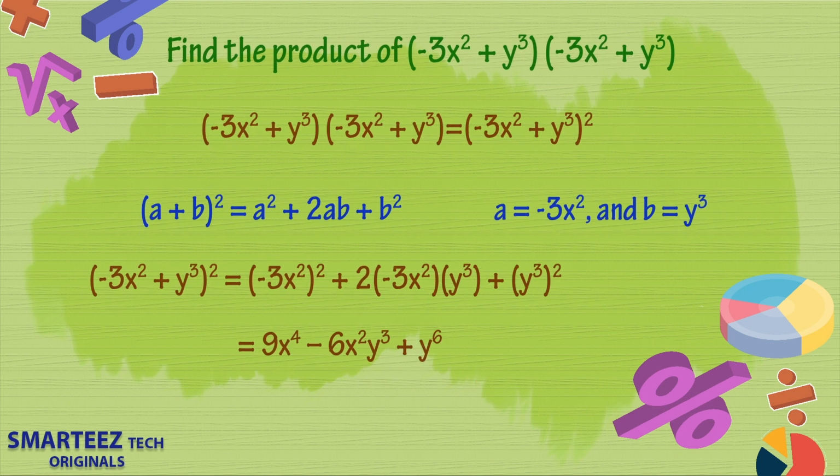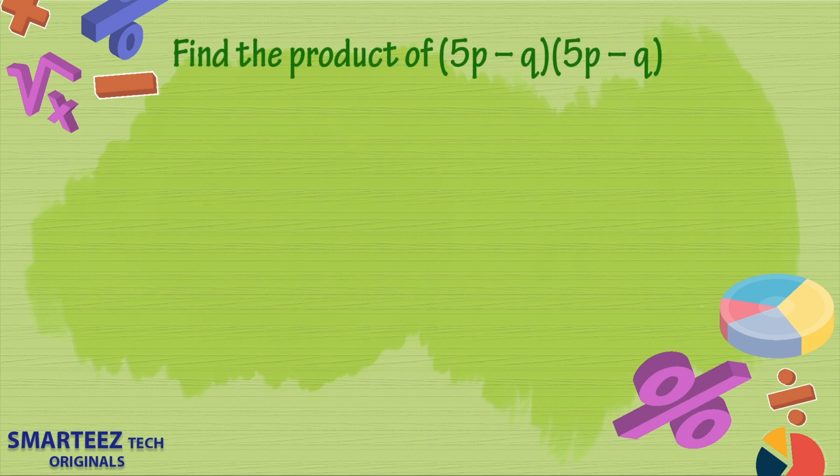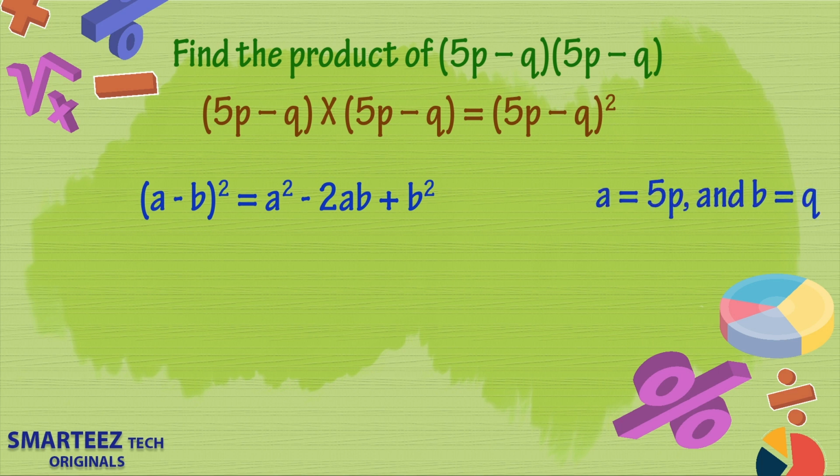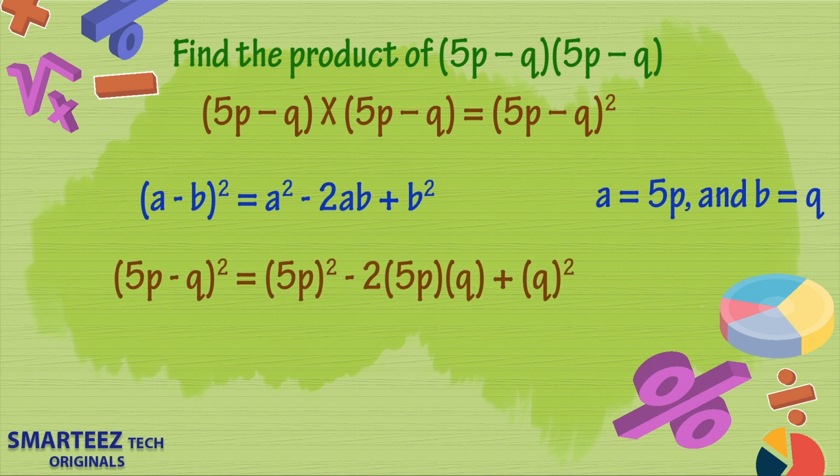Let's look at the next example. Find the product of (5p minus q) times (5p minus q). Solution. (5p minus q) times (5p minus q) equals (5p minus q) the whole square. Here there is a minus sign between the two terms of the binomial. So we use the formula (a minus b) the whole square equals a square minus 2ab plus b square. Here, a equals 5p and b equals q. (5p minus q) the whole square equals (5p) the whole square minus 2 times 5p times q plus q square, which equals 25p square minus 10pq plus q square.